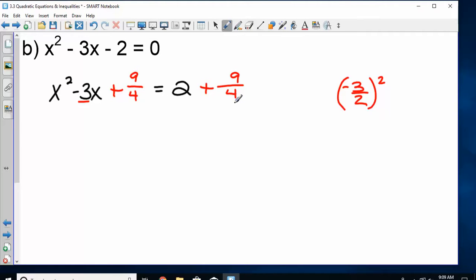Alright. At this point, we have a perfect square, so we can factor this into something squared. Alright, so for the first one, x squared, we know we're going to get an x. What is the other number in that parenthesis going to be?